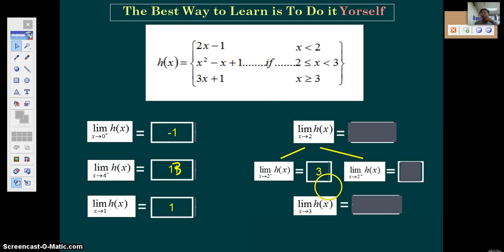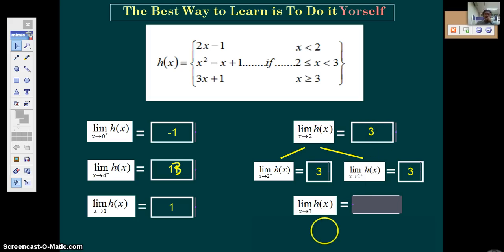Now limit as x approaches 2 from the right. So 2 from the right would be the second condition, and then just substitute 2 squared minus 2 plus 1. What's that? 4 minus 2, 2 plus 1, that will be also 3. The left hand equals the right hand, therefore what's this? Yes, you know it, it's equal to 3.